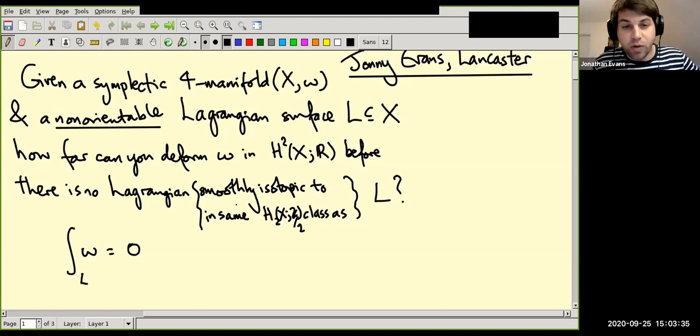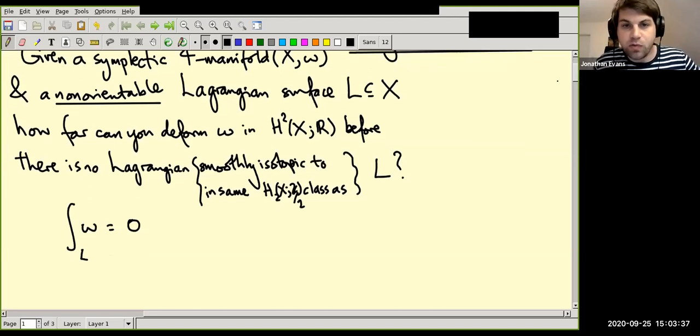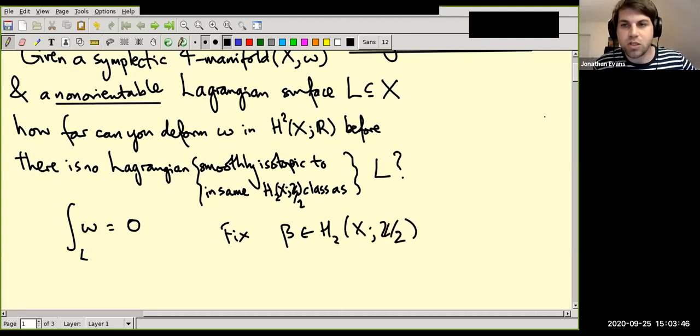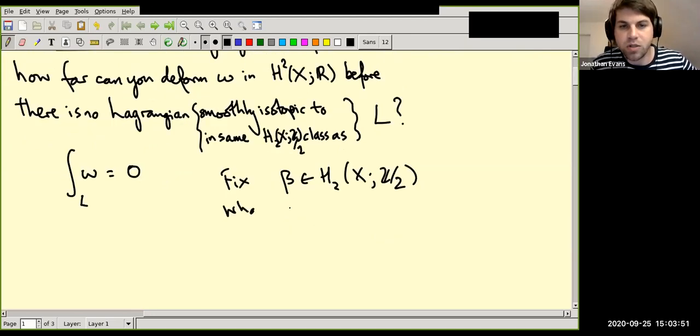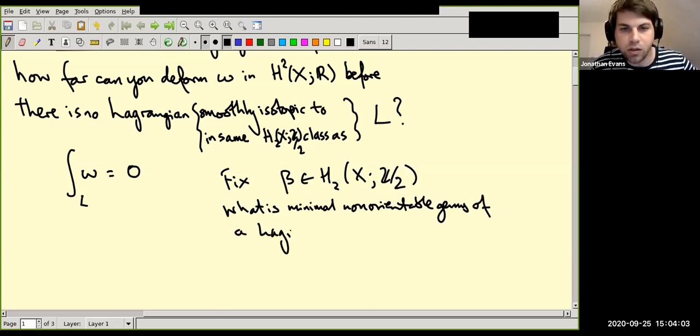I guess another question along the same lines is, if you fix a class β in the second homology with Z mod 2 coefficients, you can ask what is the minimal non-orientable genus of a Lagrangian in β. So that's a related question, right?